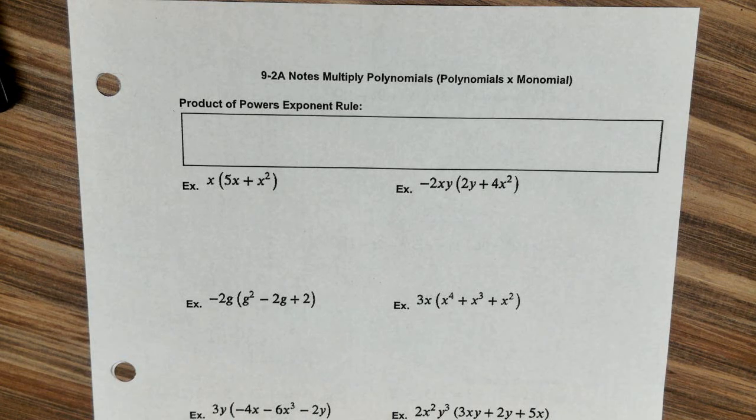Yesterday we learned how to add and subtract polynomials, which when you add and subtract polynomials, they must be like terms. Yes? What does it mean to be a like term? The base has to be the same and the exponent. Now today we are going to multiply polynomials.